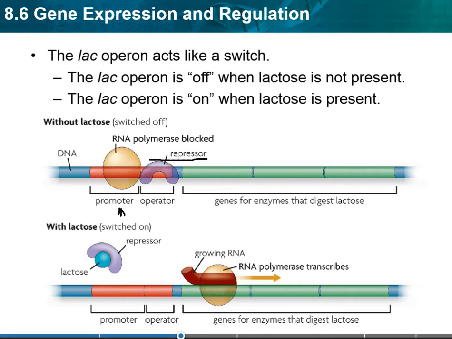Down below, you can see that there was lactose present right here. It attached to that repressor and caused it to fall off of the DNA. Once it did that, it allowed the RNA polymerase to go down and start transcribing the gene for making the enzyme to digest lactose. So that is considered on at that point. For it to be off, whatever it codes for needs to not be there, and for it to be on, whatever it's going to be working on needs to be present.